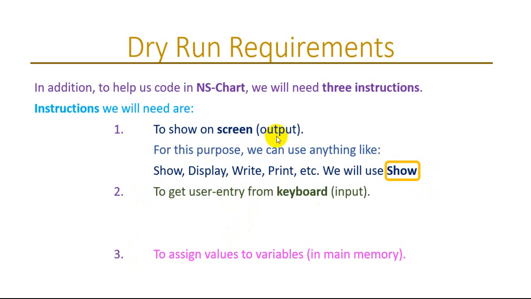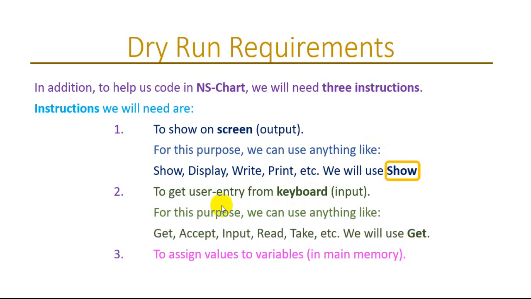So whenever I want to put something on the screen, I will just say show and give what needs to be shown. Then the computer will show that on the screen. That's how we will assume. Okay, so that is one of the commands. Second command is to get it from the input. For input, again we can use instructions or commands like get or accept or input or read or take or anything that indicates we are going to get something from the outside into the computer. So in this case, I'm going to use the command called get. Okay. So for output, I'm going to use the command show. For input, I'm going to use the command get.